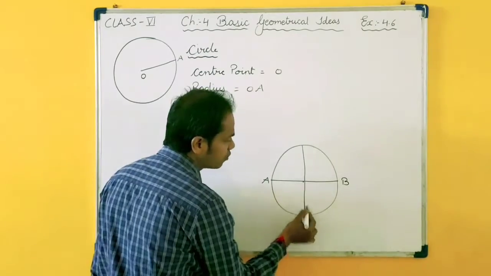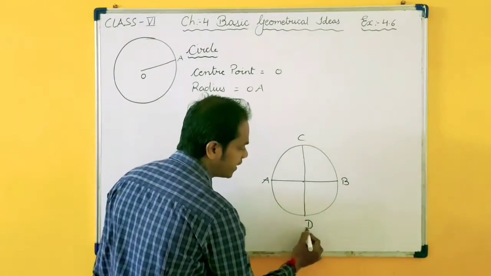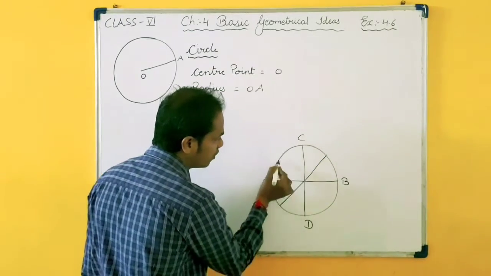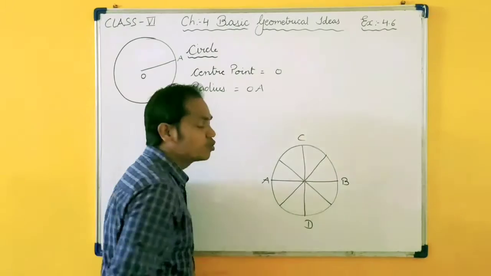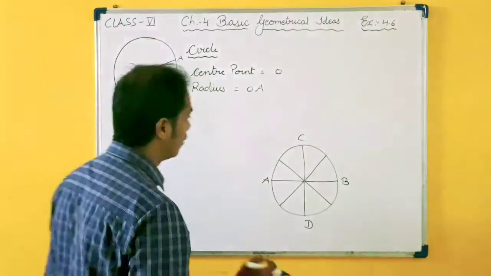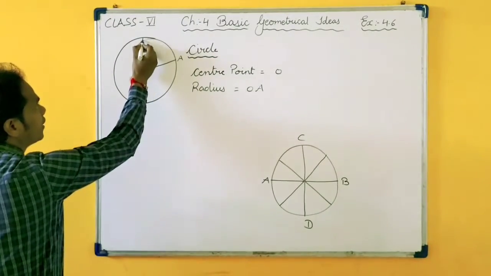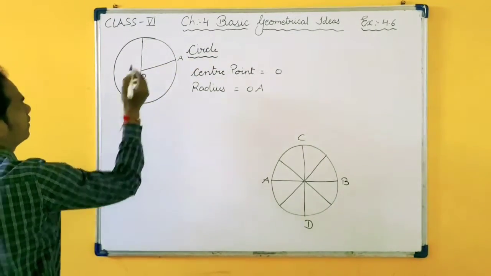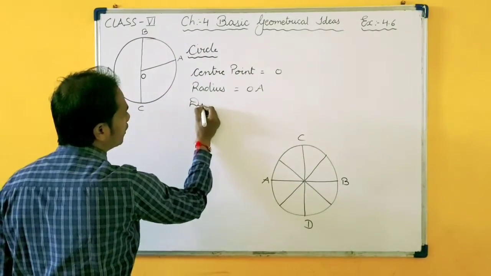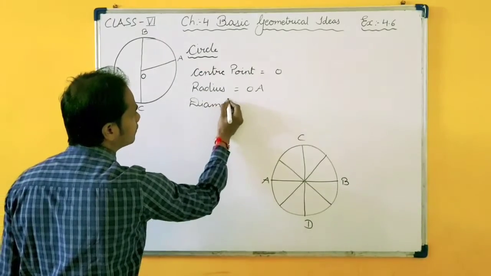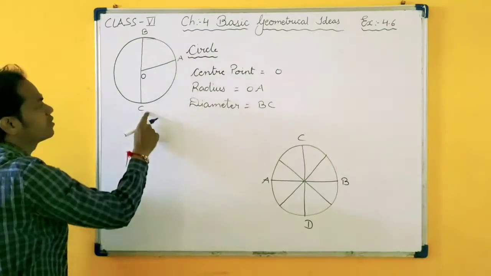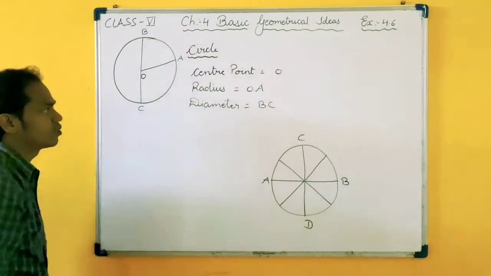You can draw like this also. CD, CD is your diameter. You can draw like this also and like this also. So in a circle you will get infinite diameter. I am drawing a straight line passing through the center. I am giving name BC. So what is the diameter in this circle? Your diameter is BC. BC is also right and CB is also right.